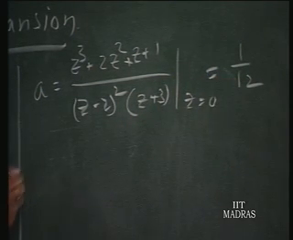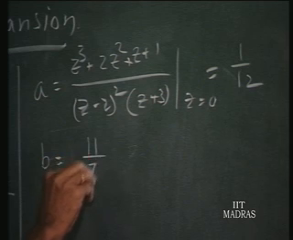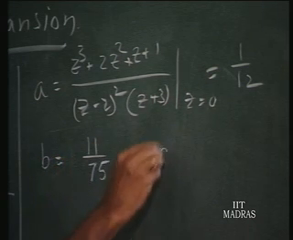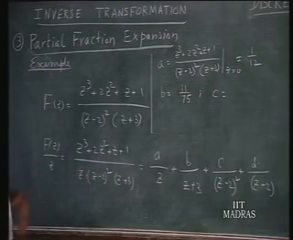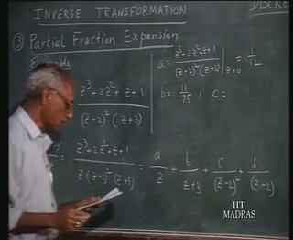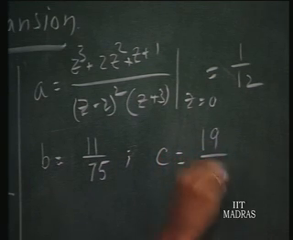Likewise, you can find B in the same fashion. Take this (z plus 3) out and substitute z equals minus 3, you will get B as 11 upon 75. C likewise can be obtained by lifting this portion out and taking z equals 2. The value of this function at z equals 2 turns out to be 19 upon 10.